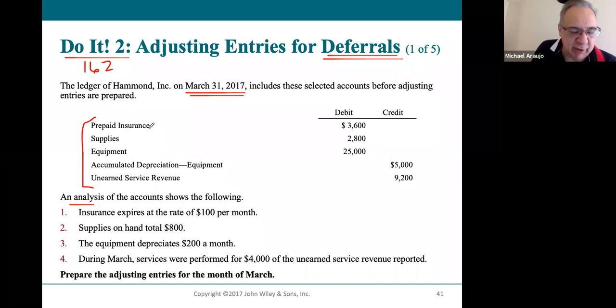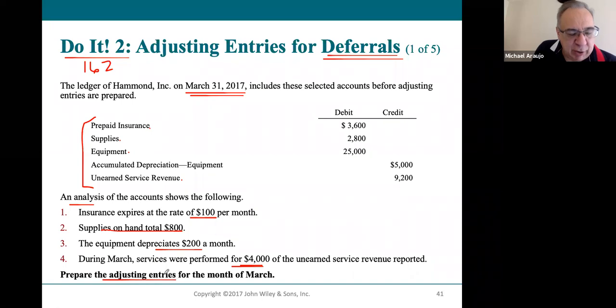Did we use any of the prepaid insurance? Did we use any of these supplies? Did we use any of the equipment? If so, we have to expense those and adjust the asset. Did we earn any of the unearned service revenue? If so, we have to put that money in revenue and lower the liability. Those are the four adjusting entries you're learning. Okay. So here's the analysis. Looks like we used up $100 of that insurance. It looks like we only have $800 of supplies left. It looks like we have equipment that depreciated $200 that month. And it looks like we've actually earned $4,000 of the unearned service revenue.